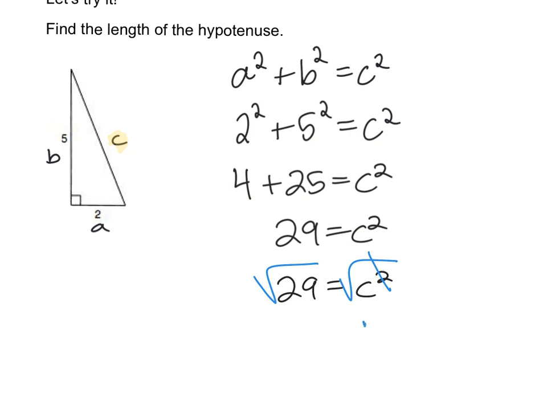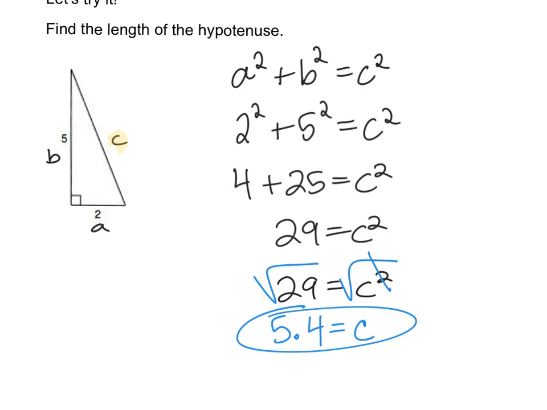So I'm just left with C on the right side, and then on the left side I have the square root of 29, and if it asks for the exact answer, you'd leave the square root of 29, but if I wanted to find the approximate answer, I'd put that in my calculator, and it's about 5.4 if I remember how to round correctly.